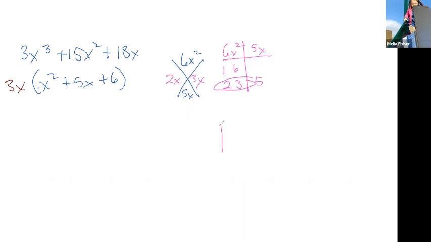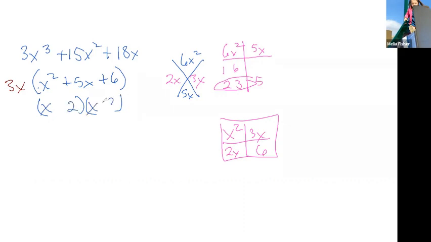If you're one of those people who is liking the box method, remember you would be putting in x squared and 6 right here, and then filling in the 2x and the 3x right there to find your GCF. But we're going to take this now and factor it into x and 2 and 3, and they're both positive. Do not lose the 3x that we pulled out, because if we were to multiply it all back together, we would need all of the pieces, not just the last piece.